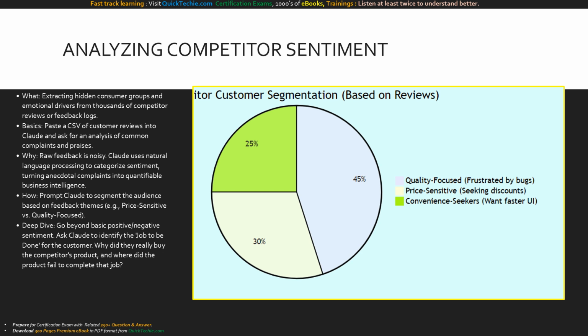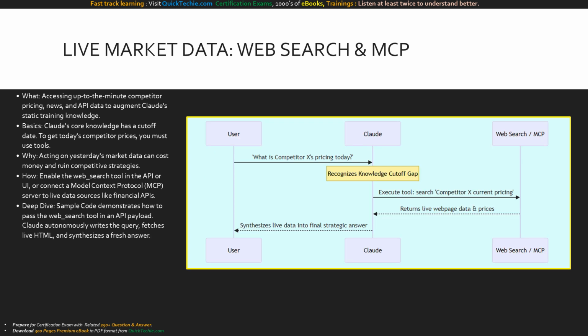If you are entering this market, this chart tells you exactly what marketing message to lead with: superior stability and quality. A critical limitation of any LLM is its knowledge cutoff date. If you ask Claude for a competitor's pricing today, relying solely on its base weights, you might get data from last year. This brings us to live market data using web search and the Model Context Protocol, or MCP.